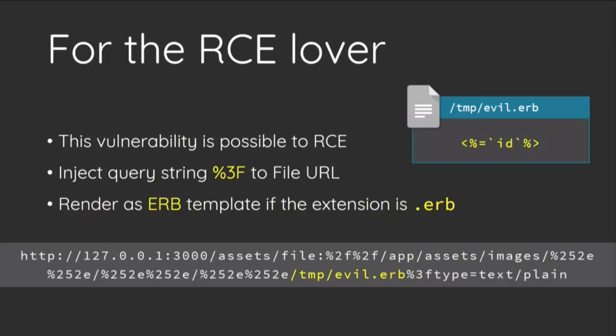But it's still worth saying this is possible for code execution. Because of the support of the file scheme, you can override some internal options with your query string. As an asset pipeline system, Sprockets will compile the content while processing the file. If the file extension is ERB, Sprockets will interpret the file as a Ruby template engine. This feature could be combined with a file upload attack. You upload a malicious file to the temp folder and ask Sprockets to execute the code.